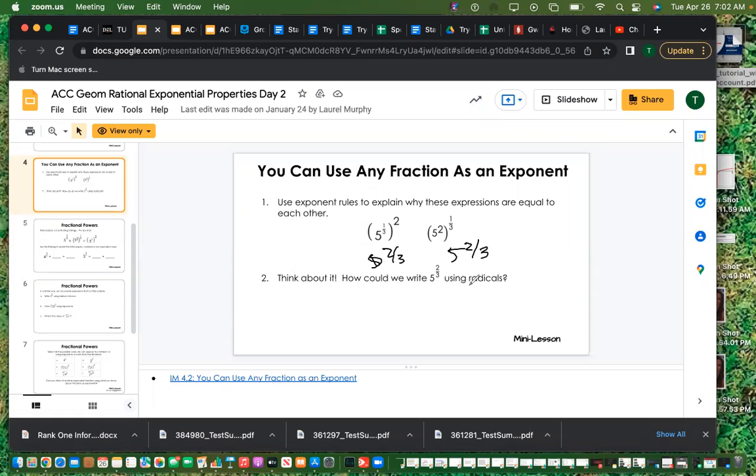Now, how can we write this using radicals? Remember, the denominator is going to be what goes in my little cubby hole, and my numerator is going to be my exponent. So I could write it like this, or I could write it like that.